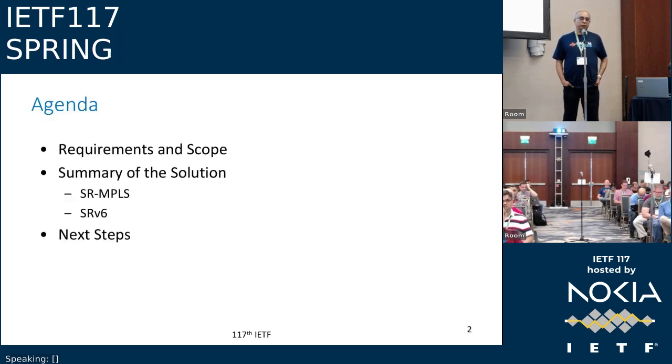In the agenda, we look at the requirements and scope. This is a segment routing network, so we have two data planes, SR-MPLS and SRv6. Then a summary of the solutions that are presented, and the next steps.